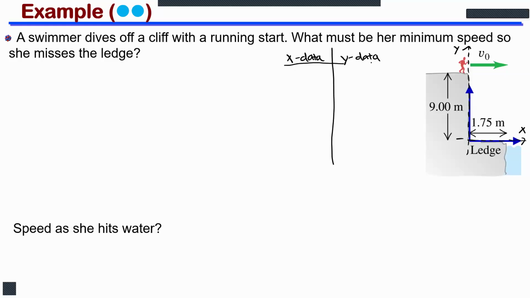And what are the things that go in this table? All of the things that appear in the kinematics equation. So positions, initial and final, velocities, initial and final, accelerations. Let's start with initial position, x naught and y naught.